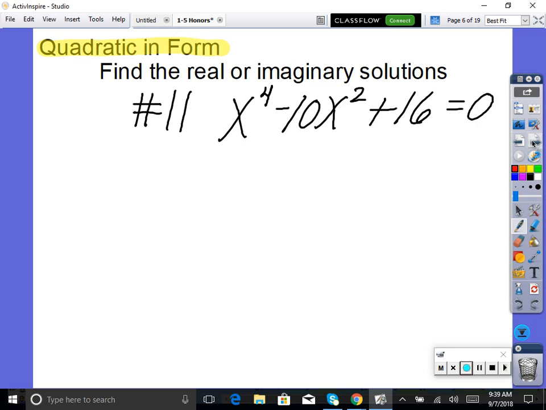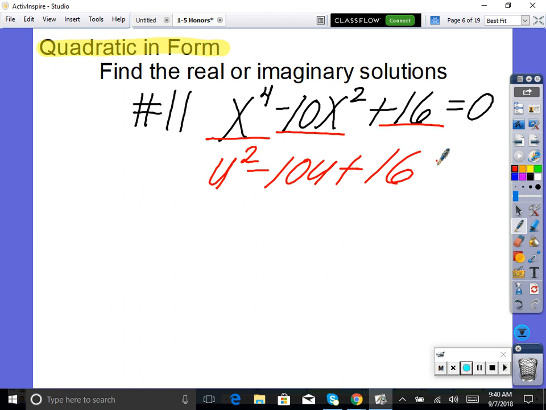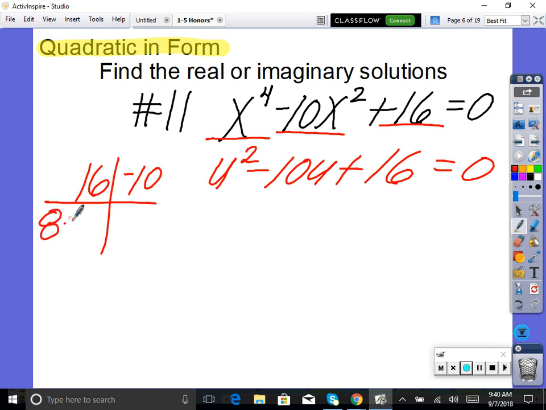Next one. Let's do 11. Same thing. You'd say it's degree 4, 2, and then constant. It's quadratic in form. u squared minus 10u plus 16. So you guys tell me what the factors are. Negative, negative. I can quick factor. Okay, good. So you guys continue finishing this one on your own.